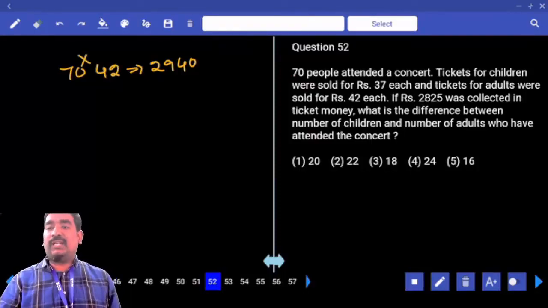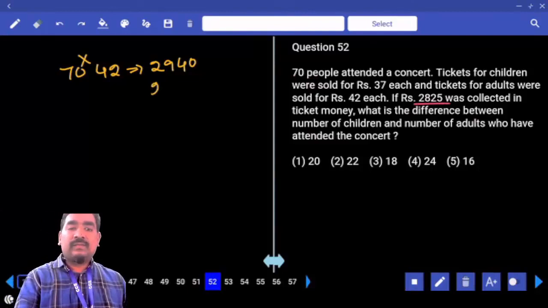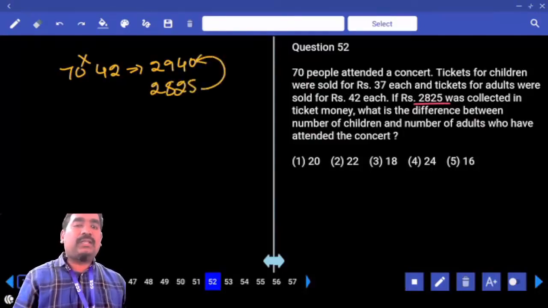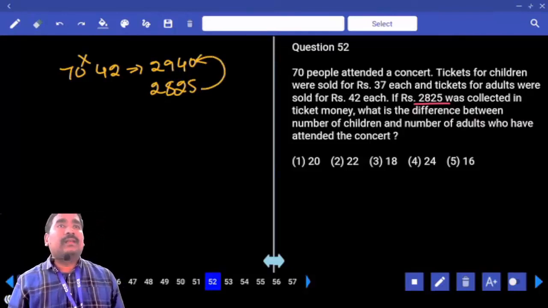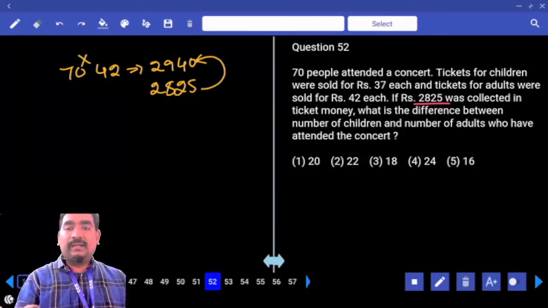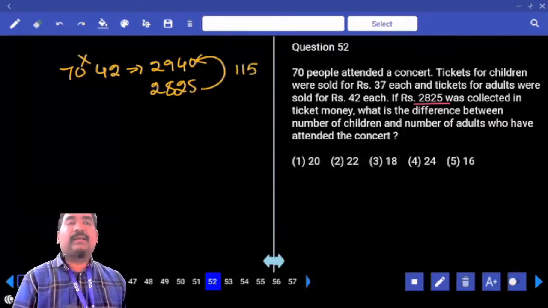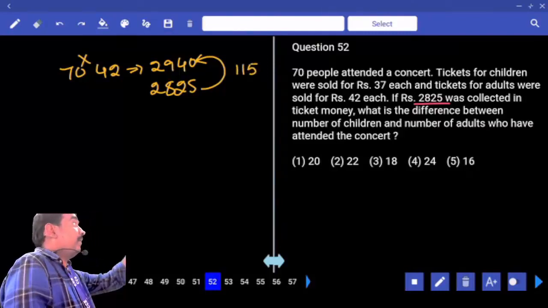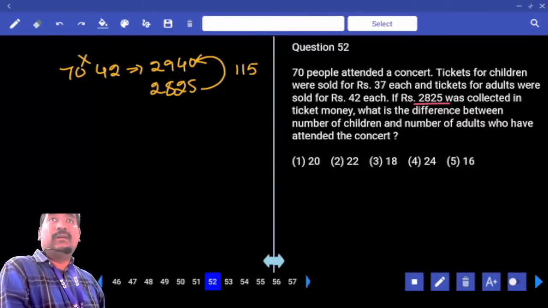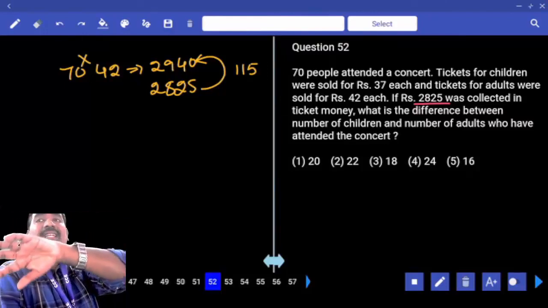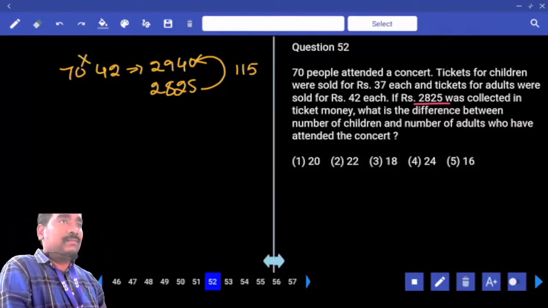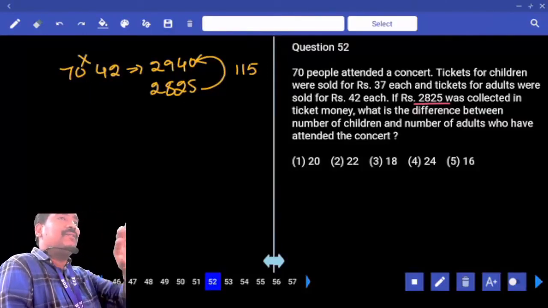But what is the actual amount we have? 2825. How much extra amount we got there? How much extra we obtained? 115. Why we got 115 rupees extra? Because we assume children also as adult.